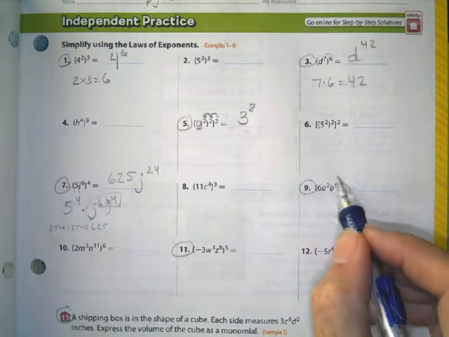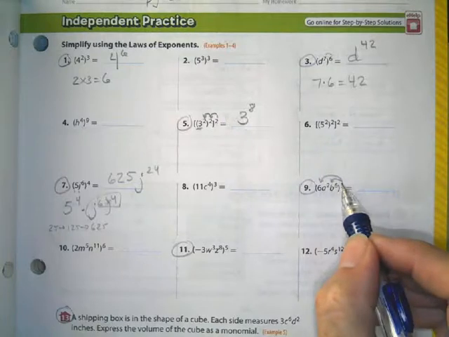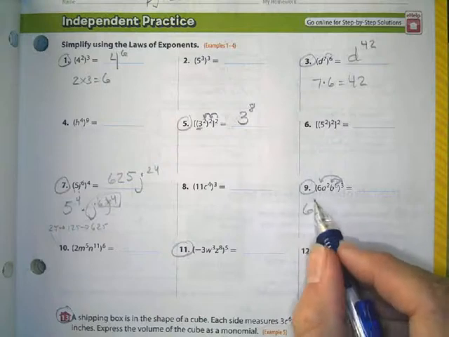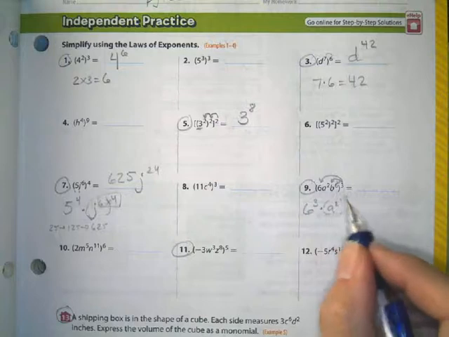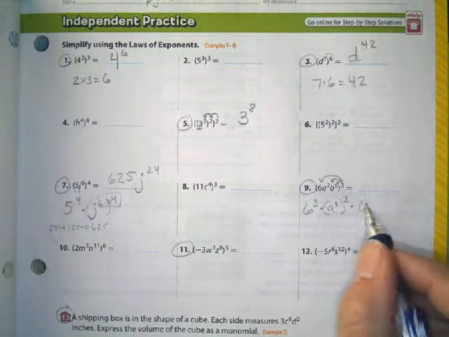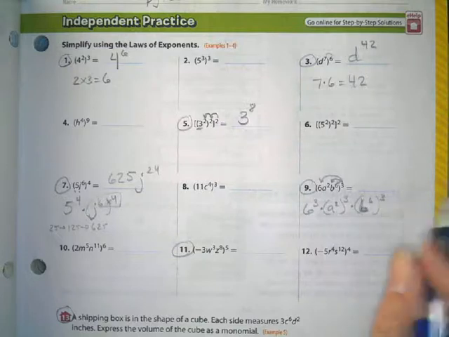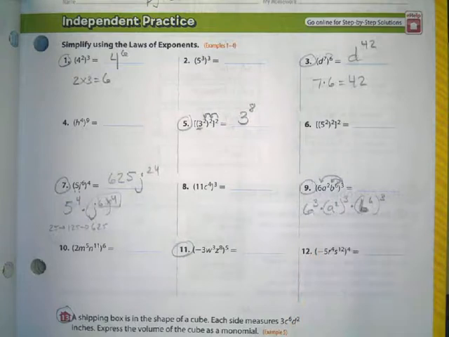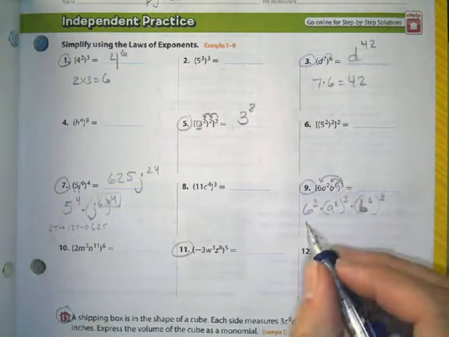I have to do 6 cubed, and I have to do the 3 going to the a squared and the b to the 6. I have to do it 3 times. So I end up really with 6 to the 3rd power times a squared to the 3rd power times b to the 6th to the 3rd power. Okay? And 6 times 6 is 36. And then 36 times 6 is 216. So my whole number here is 216.